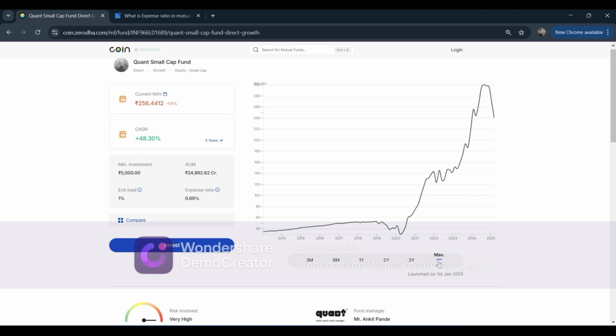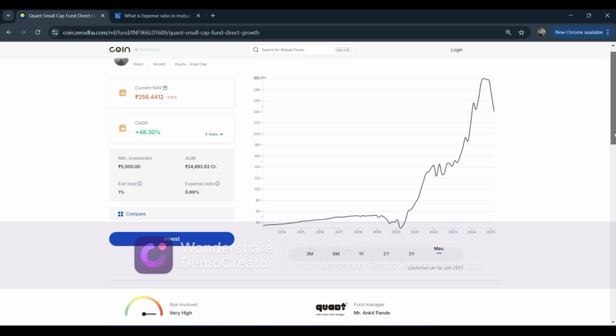Coming on to the maximum part, maximum will show the details of the NAV value from the date this mutual fund was started in the stock market. If you see, the starting was in 2013. So this is a pretty old fund, started around 12 years back, and we can see a decent return from 34 rupees in 2013 till 239 rupees. So around 250% return that you have. 1 rupee invested has given you 25 rupees kind of returns.